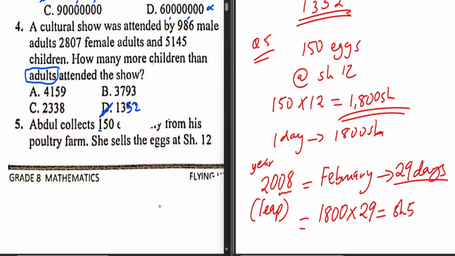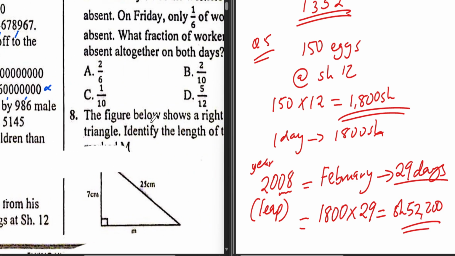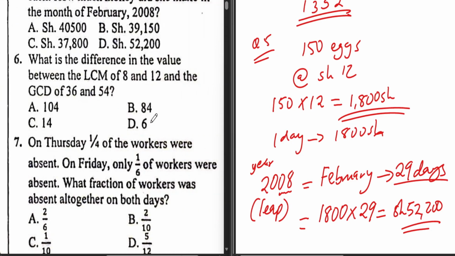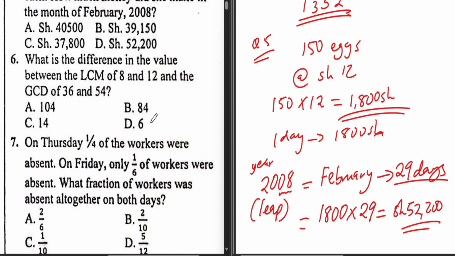52,200 shillings. That's a lot of money. I don't think he needs to work even as a workman. Is there 52,200 there? Yes, it's there. So that is the answer.